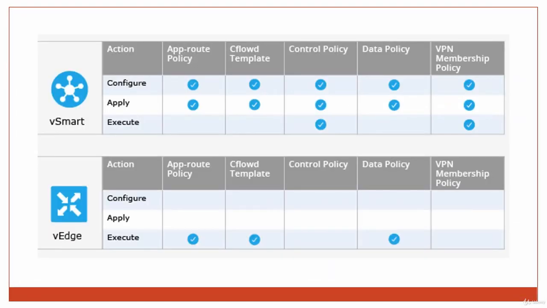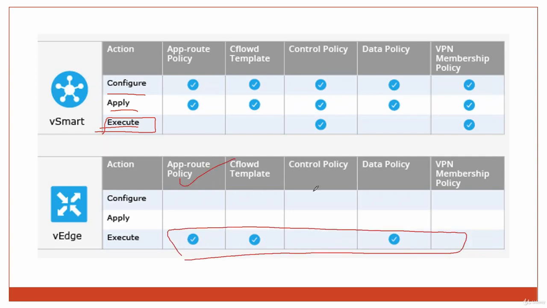And one of the key things that interviewers will look for is the term called CAE, where you configure, apply, and execute. That's the term CAE. If the execution happens at the level of the edge, those policies are data policies. So a data policy is a data policy, and a control policy is a control policy.